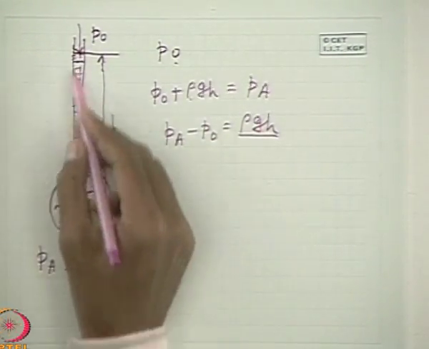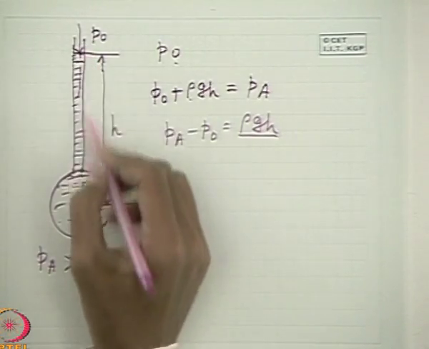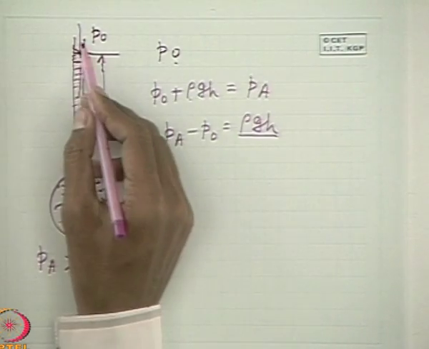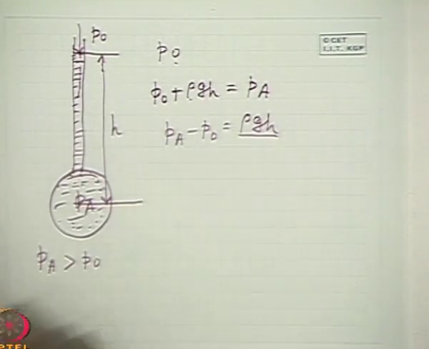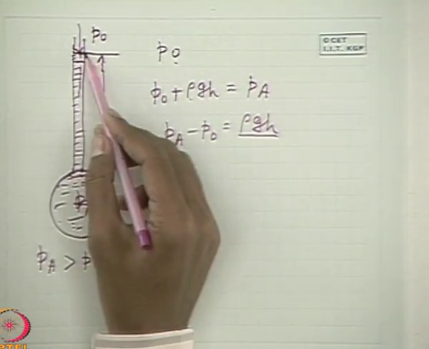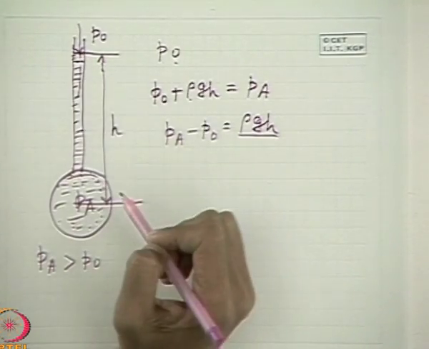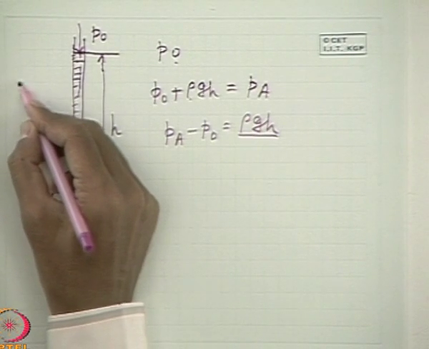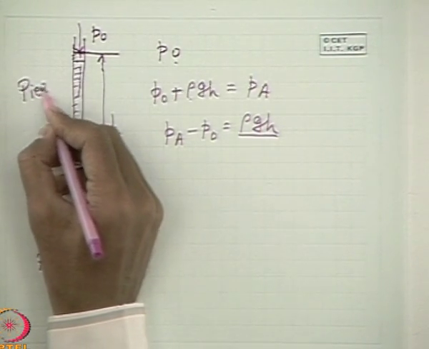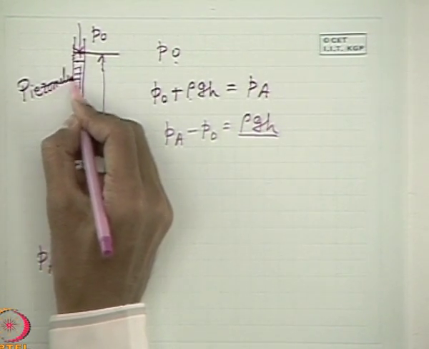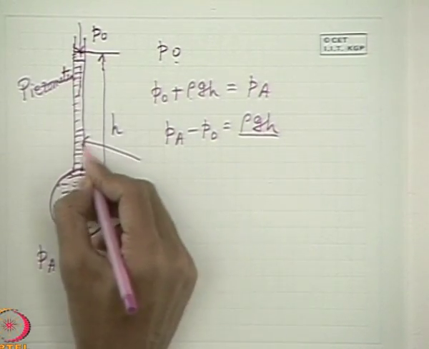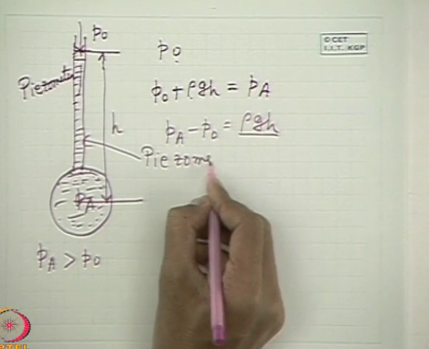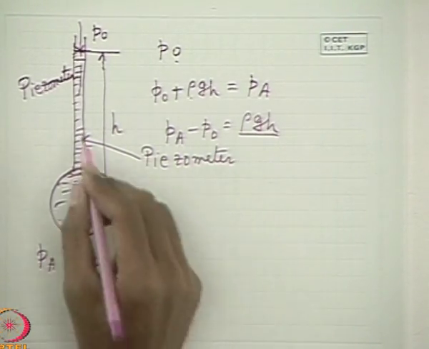This type of tube, attached to a system and open at one end, is used to measure the pressure from the height of the liquid standing in the tube. This is given by Torricelli, and this tube is known as a piezometer, P-I-E-Z-O-M-E-T-E-R. This type of tube is known as a piezometer or piezometric tube.